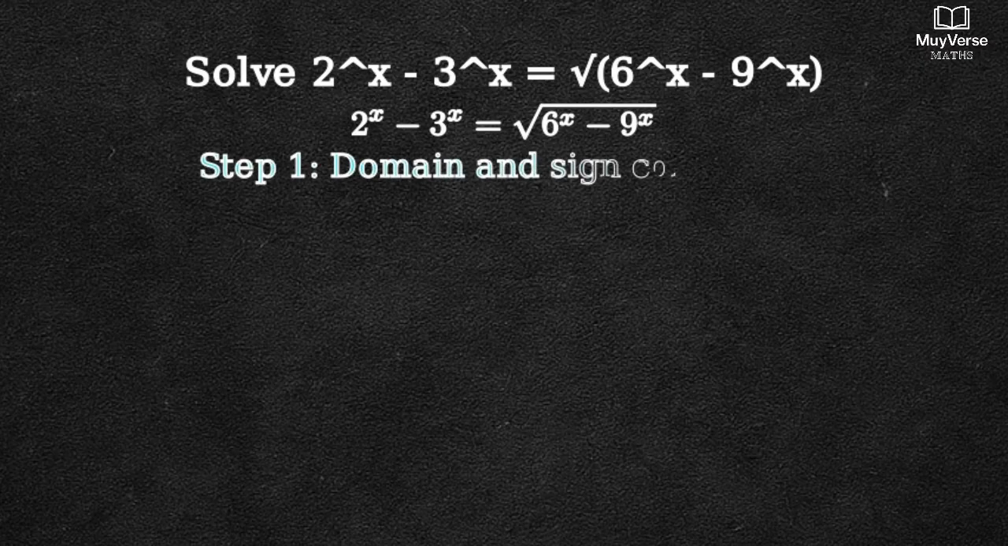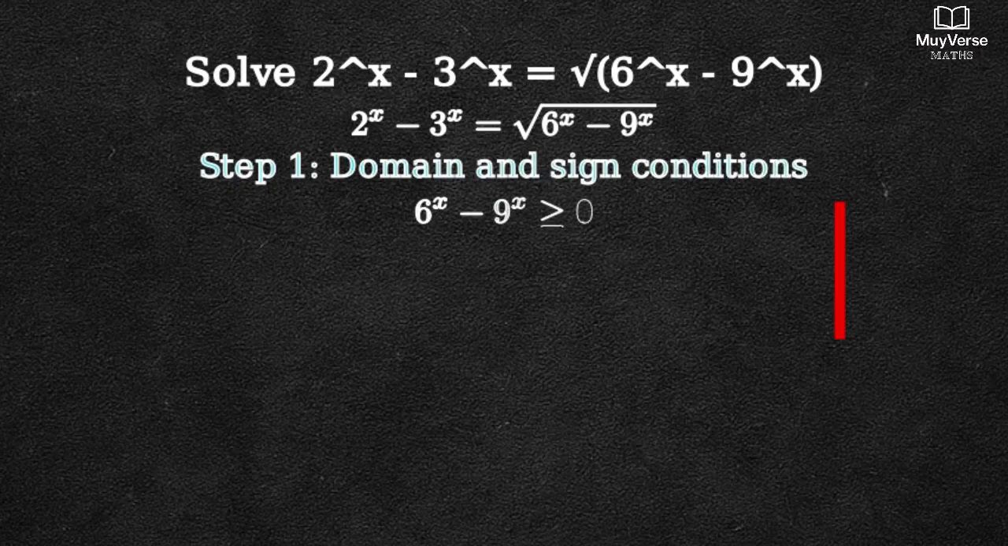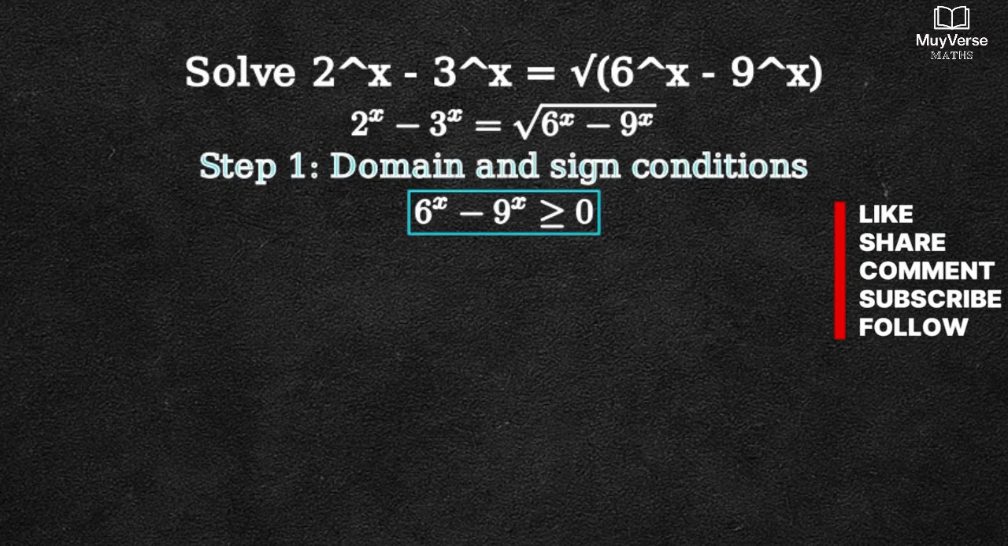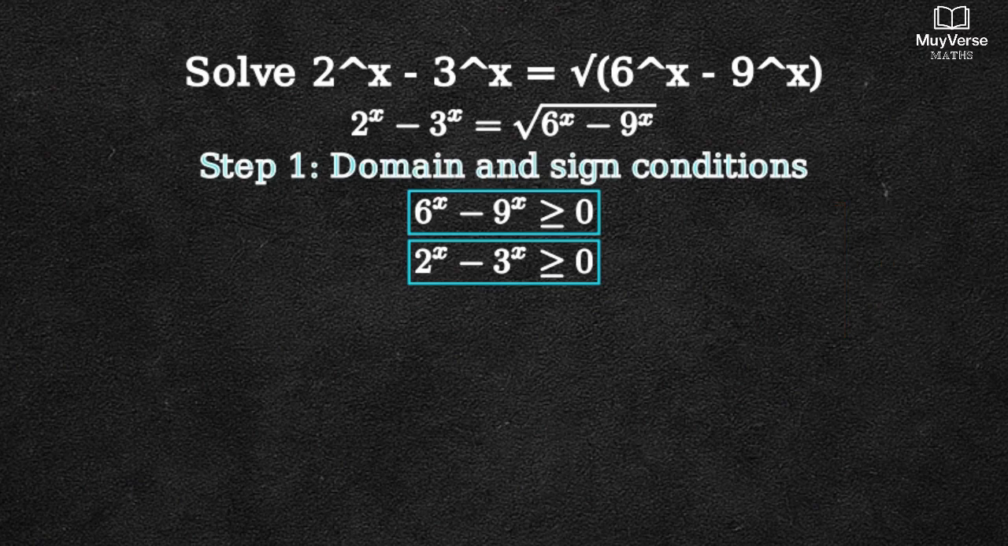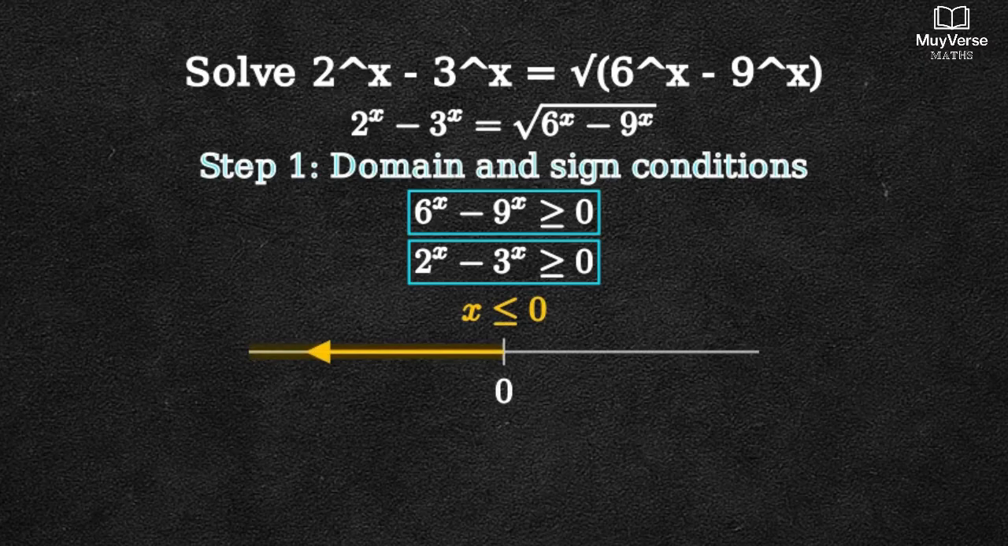Step 1. Analyze the square root. For the square root to be real, the inside must be at least 0. So 6^x − 9^x is greater than or equal to 0. Also, the square root is never negative, so the left side must be greater than or equal to 0. 2^x − 3^x is greater than or equal to 0. Both inequalities together imply x must be less than or equal to 0.